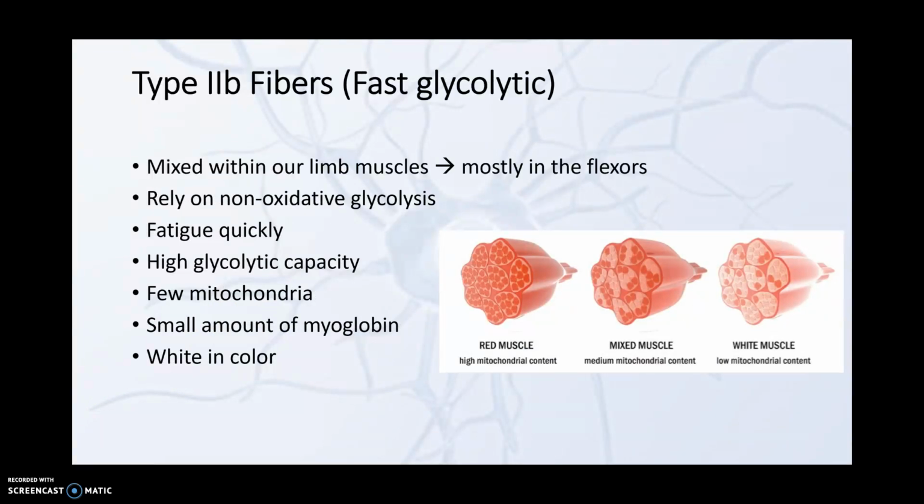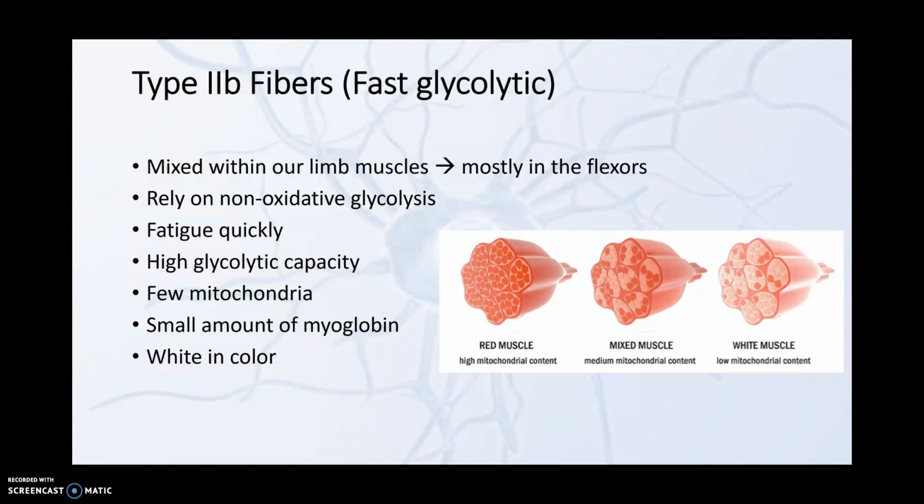Okay, so moving on to our last muscle fiber type, our type 2b muscle fibers. These are considered fast glycolytic fibers. These are mixed within our limb muscles, mostly our flexors. A good example would be our biceps and different quad muscles. This relies on non-oxidative glycolysis.